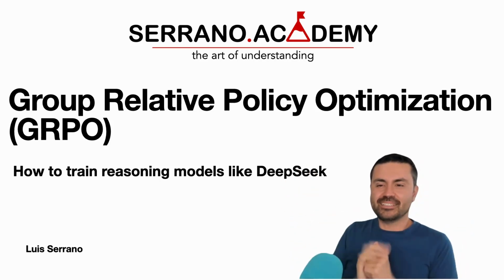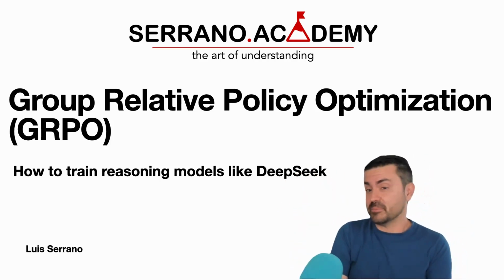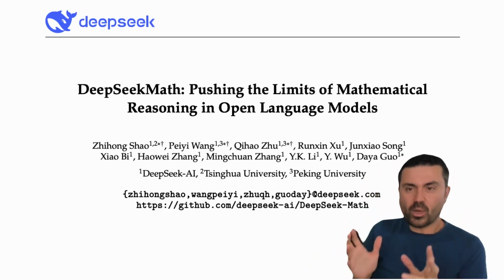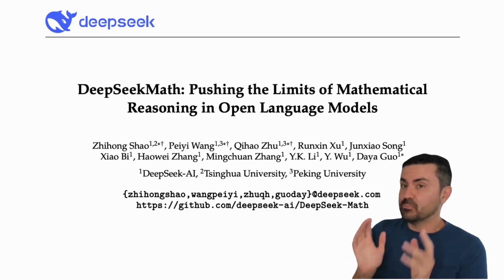Hello, I'm Luis Serrano, and this is Serrano Academy, and this video is about group relative policy optimization. Group relative policy optimization is a wonderful way to train large language models for reasoning purposes.